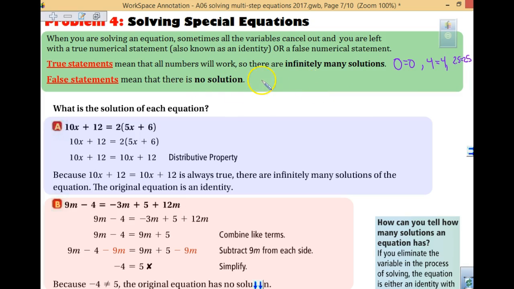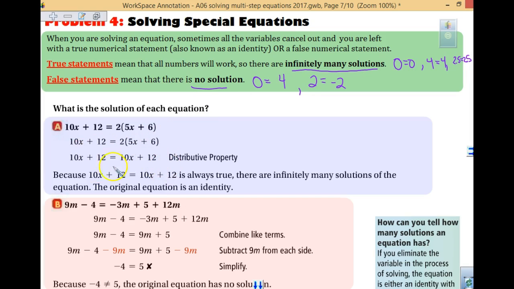If you get a problem and it's false, you end up with 0 on one side equals 4. We are going to write no solution. You will not be telling me it's an identity. You will tell me if it's true that there are infinitely many solutions because everything you pick will work. Okay? If you have a false statement, nothing you pick will work. It doesn't matter what you pick. So, 2 equals negative 2. That is a false statement. Okay? So they show you some examples here.